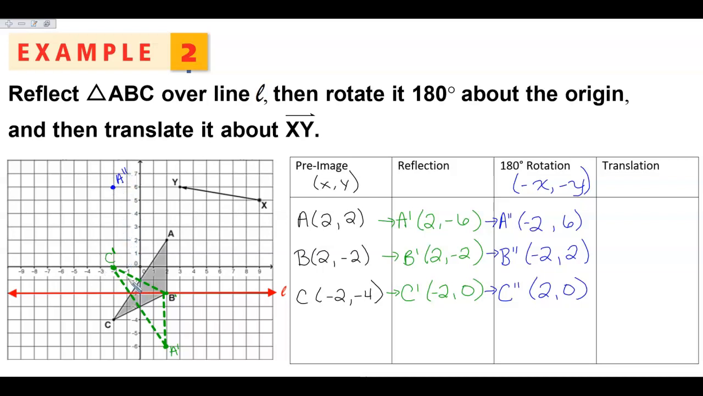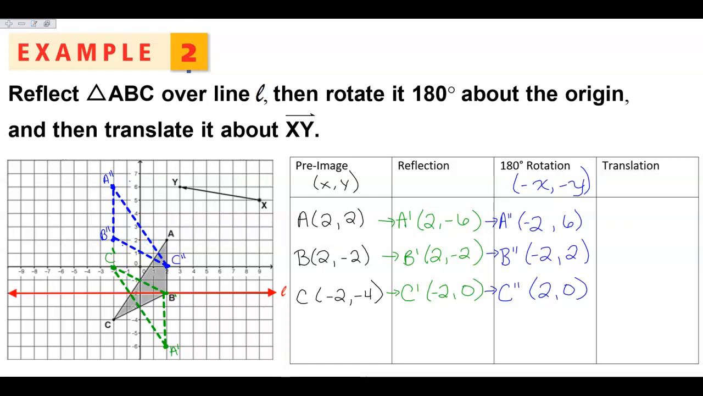All right, B double prime is (-2, 2). So here's B double prime. And then C double prime is going to be at (2, 0). So here's C double prime. And actually, I'm going to switch these so that they're written on the other side. All right, and then we're going to go ahead and draw in that triangle. All right, so if you look at the green triangle, I've rotated it 180 degrees to give me the blue.